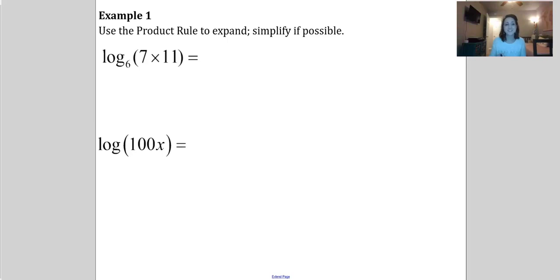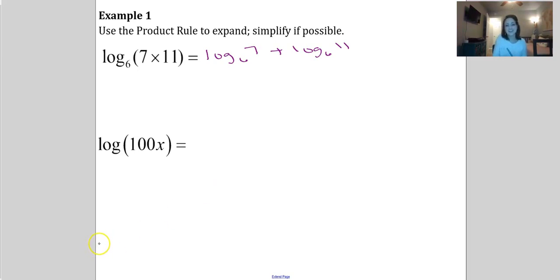Force pause on your screen, can you go ahead and copy example 1 for me? All right, we are going to use product rule to expand and simplify if possible. So here I have multiplication on the inside. So remember, I can expand that into 2 logs using what operation in between them? Addition. So this is the same as log base 6 of 7 plus log base 6 of 11, all right?